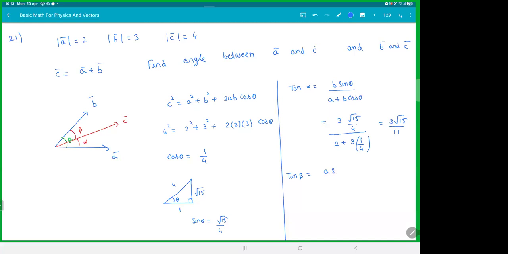What's tan beta? It's sin theta by... All these are brute force problems. You know the formula, substitute and you'll get it. There is nothing to think about, like what we did last class. Last class, at least, we were using our head in finding angles and geometries and all. This is brute force.